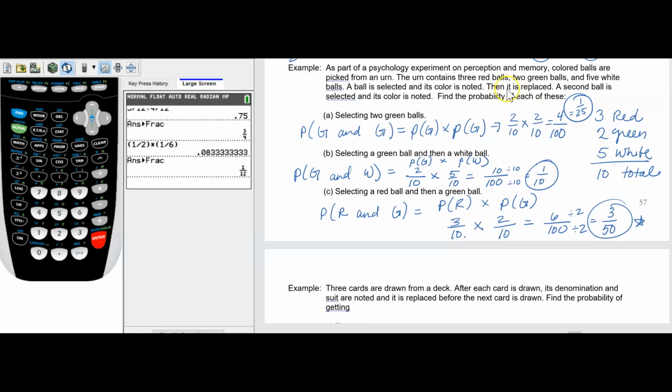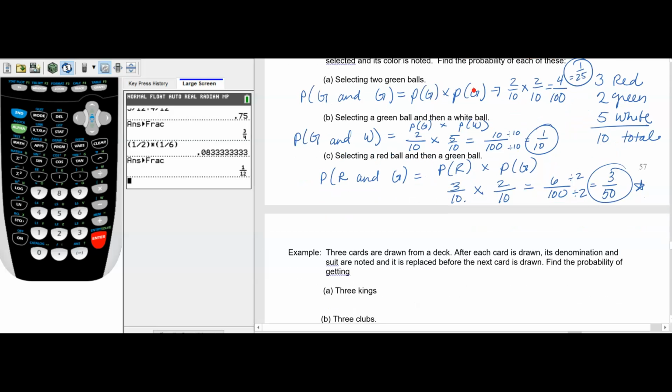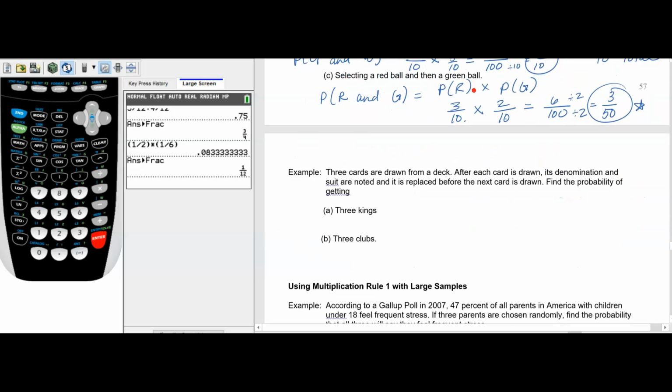Let me see if I can do this instead. This part where it says it is not replaced, that's one of the most important parts of this problem, because otherwise it would affect our answers. And we'll do another one where it's not replaced later. Okay, so let's look at the next example.